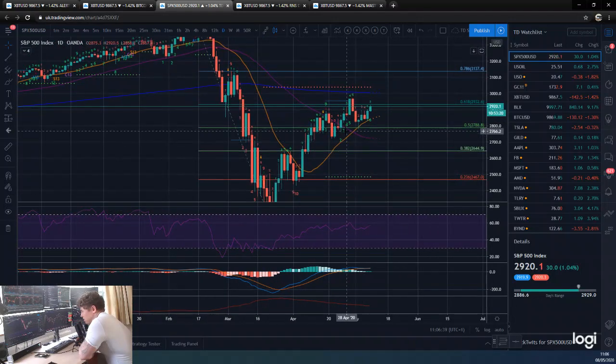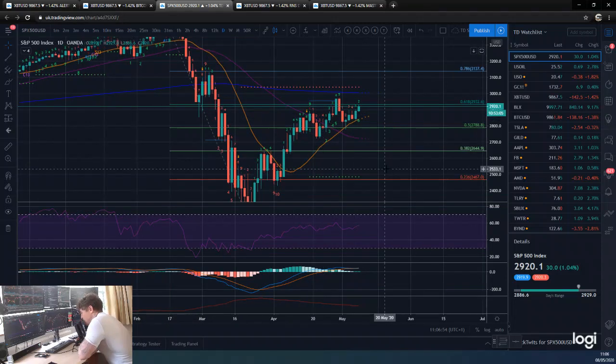So it looks like we could be starting to form a sort of head and shoulders here. If we turn down from here, it will be a pretty clear head and shoulders. But obviously we don't have to turn down from here, so if that happens, that happens.